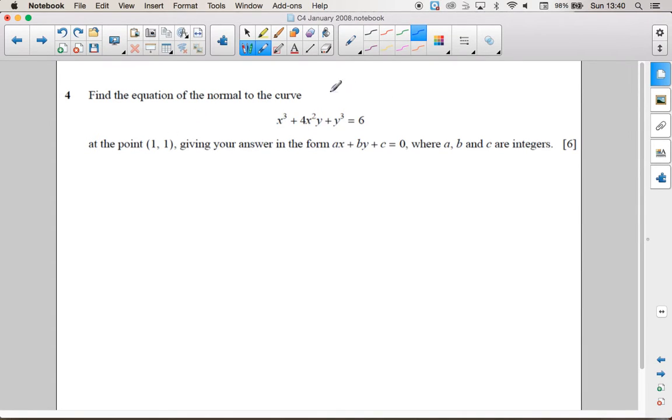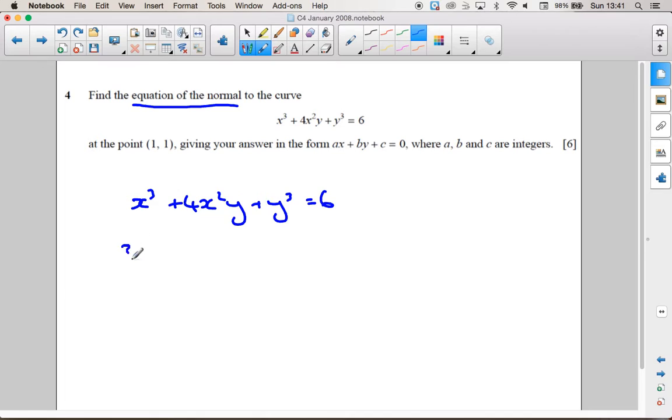Okay, question 4 is an implicit equation, and we're looking for the equation of the normal. So we're going to work out dy by dx by doing implicit differentiation on this. So we've got x cubed plus 4x squared y plus y cubed equals 6. We're going to differentiate each term with respect to x.